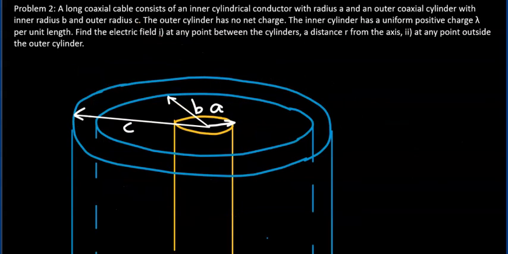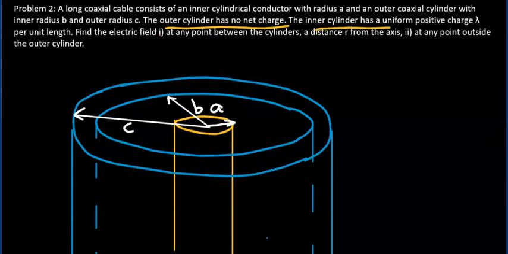The second problem is associated with coaxial cylinders in the form of a cable. A long coaxial cable consists of an inner cylindrical conductor, that's this one, with a radius a, and an outer coaxial cylinder, that's this one, with inner radius b and outer radius c. So that's the inner radius and that's the outer radius. The outer cylinder has no net charge, which means that cylinder right there has 0 net charge.